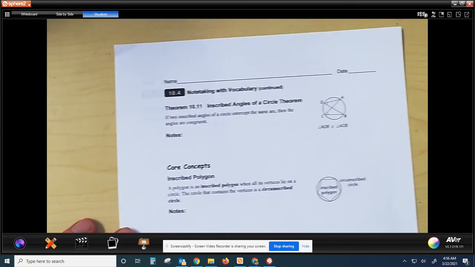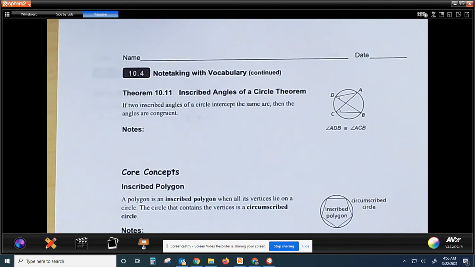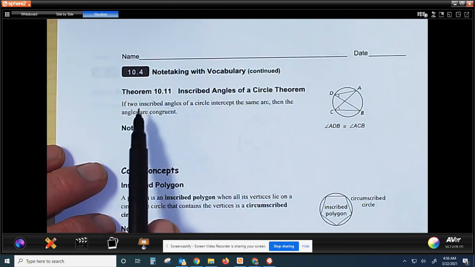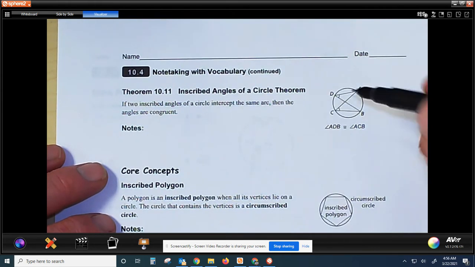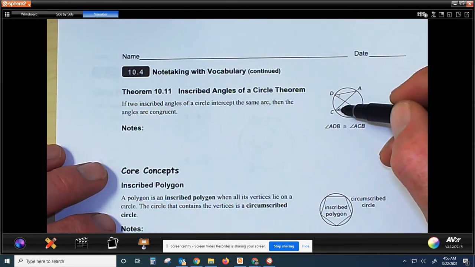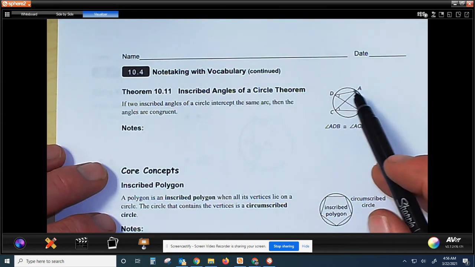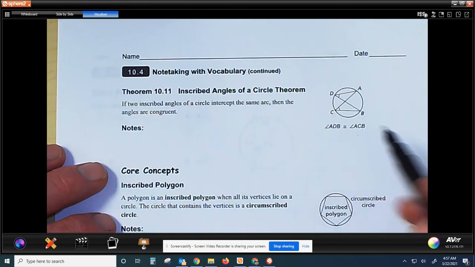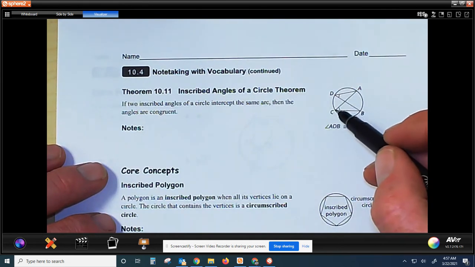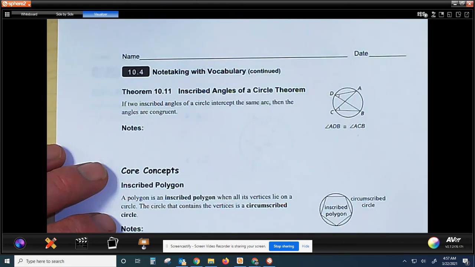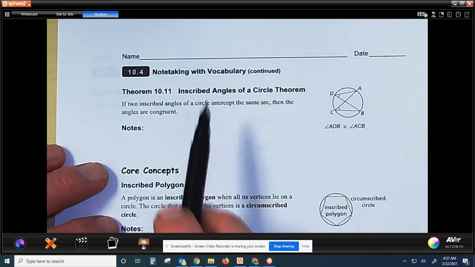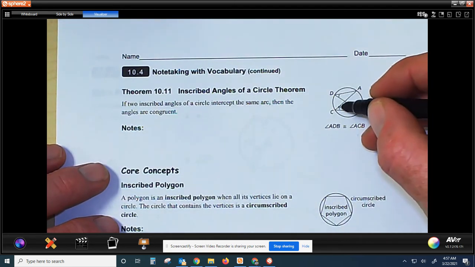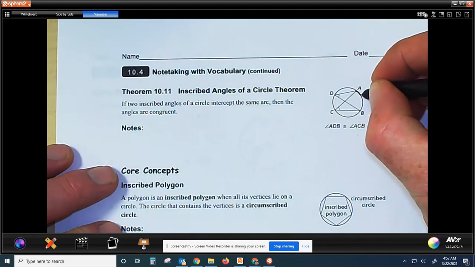All right. At the top of the second page is a concept that uses that again. All right. These are inscribed angles. They're talking about D and C here, where the little marks are. So ADB, that's the one centered at D, and ACB, centered at C. What they're saying with inscribed angles of a circle theorem is that both of these angles project to the same arc.